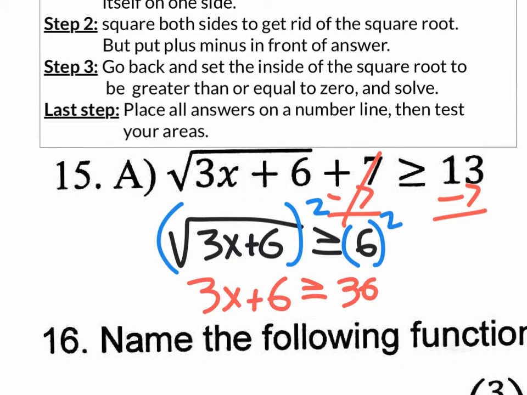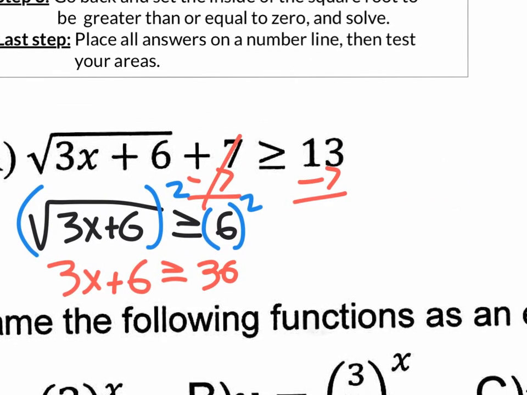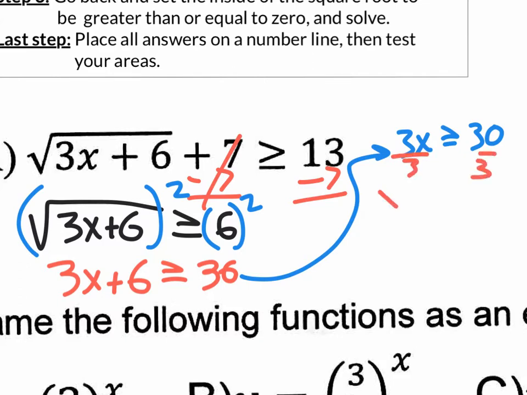So the next step would be to subtract 6 on both sides. Let me draw an arrow over here. If I subtract 6 on both sides, I want to have 3x greater than or equal to 36 take away 6, which is 30. Then after that, of course, we're going to divide by 3, divide by 3. We're going to get x is greater than or equal to 10. So that was step 1 and 2.